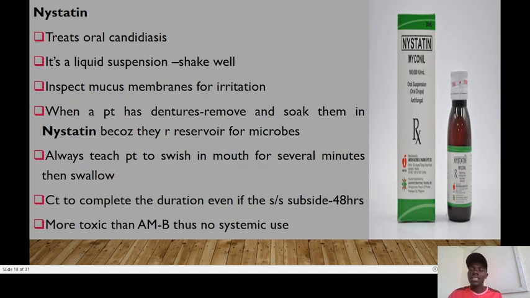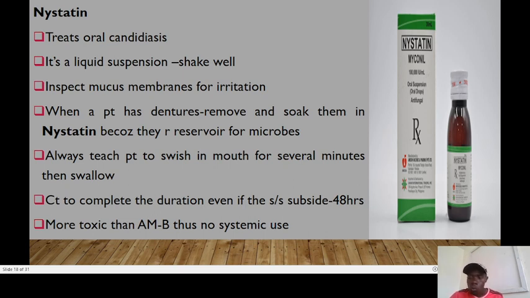The second drug example in the polyenes is nystatin. Okay, guys, nystatin I know we have touched on several times. So this one normally treats oral candidiasis. It's a liquid suspension, so you need to shake well before use, and you have to inspect mucous membranes for irritation. So when a patient has dentures, you have to remove and soak them in nystatin. And you always teach the patient to swish in the mouth for several minutes, then swallow.